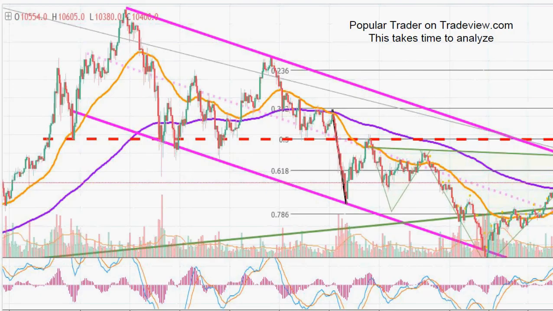Now here's a chart from a very popular charting package on TradingView.com. Take a look at all these indicators. Tell me you're going to be able to identify and understand this quickly. It's going to take time to analyze, time you really don't have.